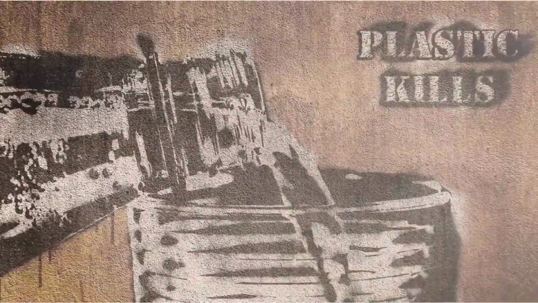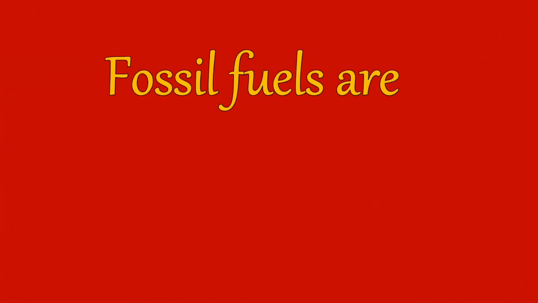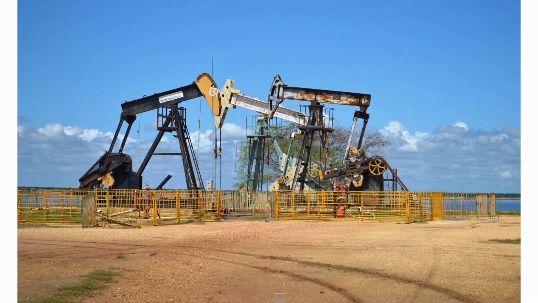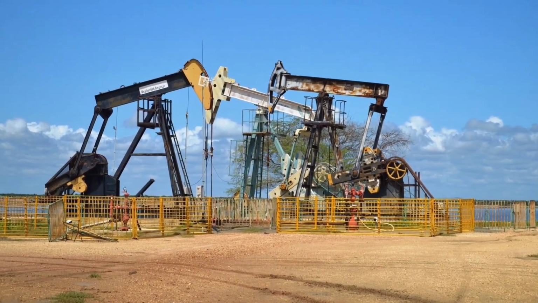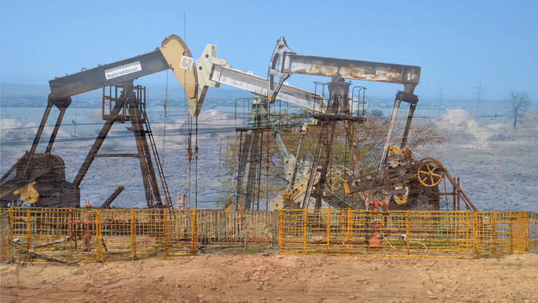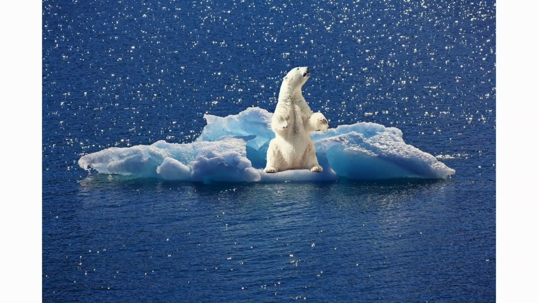Plastic is a problem even before it is used. It is derived from fossil fuels, a non-renewable resource, and the process itself is not sustainable. The extracting and processing of fossil fuels from the earth causes air and water pollution, and it is a major contributor to climate change.